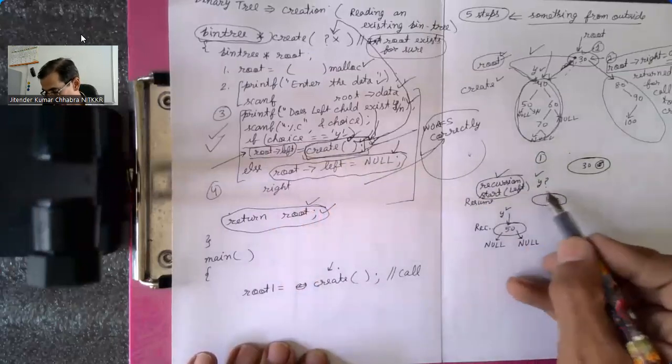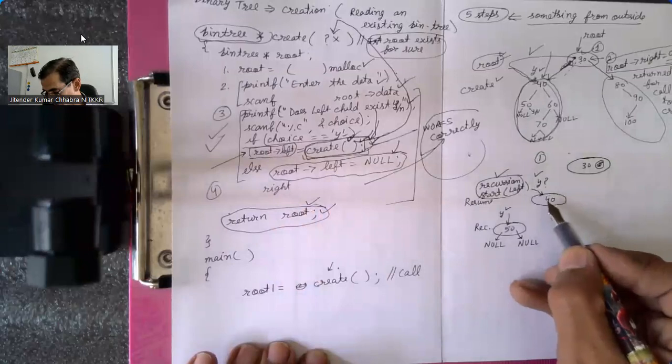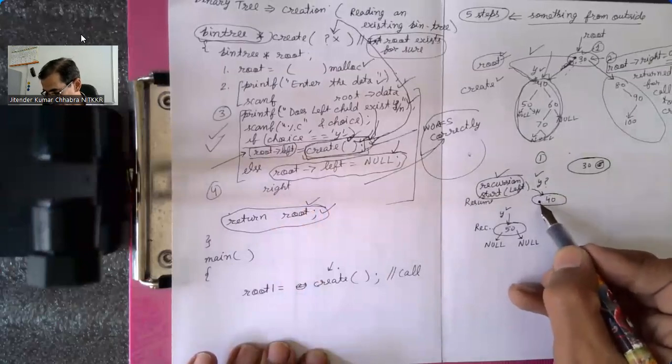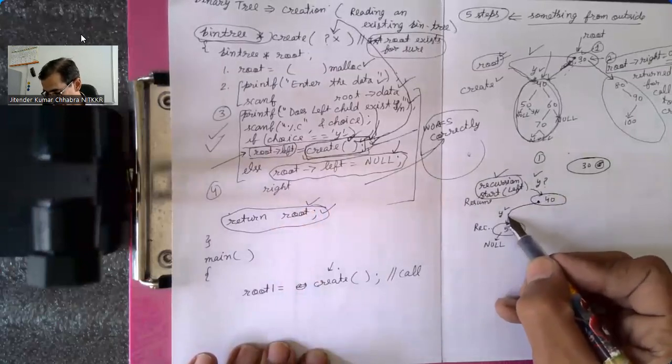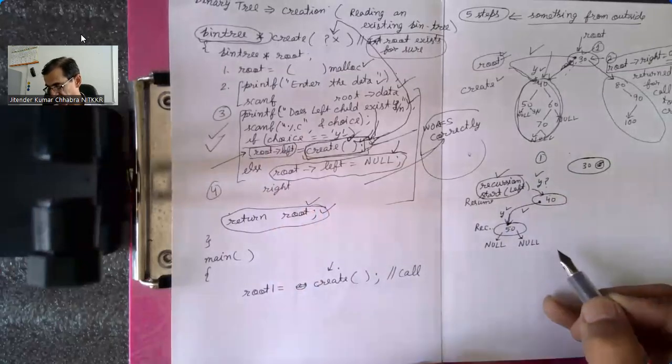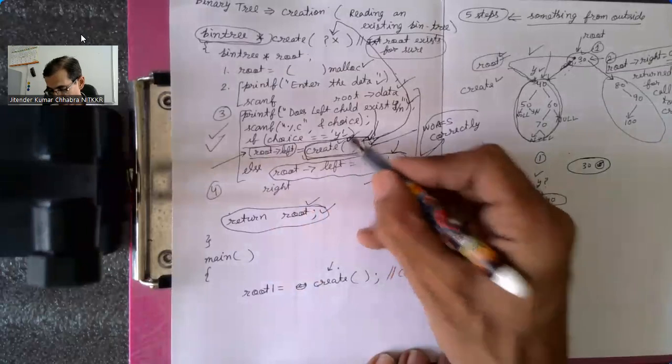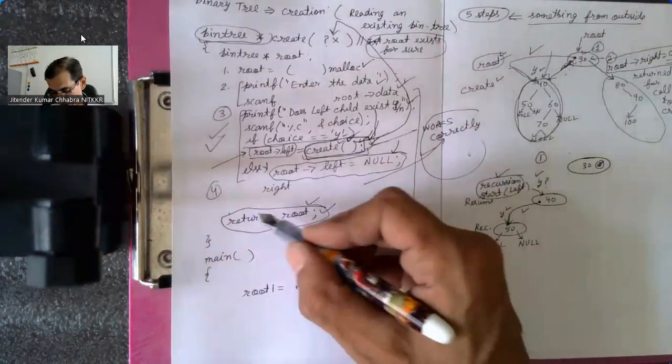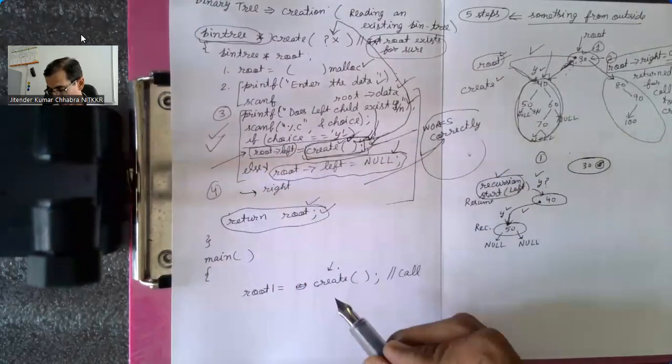For this particular recursion, this is my root. Root's arrow left is equal to the returned pointer. So this is the first time a link is established. Create function over, else ignored. A similar process is to be done for the right.